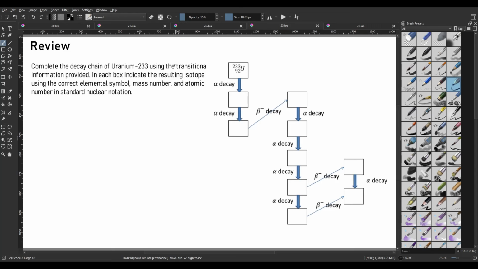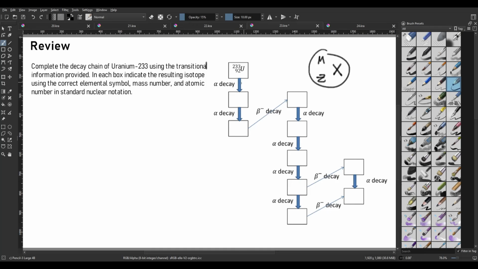Alright, so now we've got a decay chain practice. Now let's read what it says. Complete the decay chain of uranium-233 using the transitional information provided. In each box, indicate the resulting isotope using the correct elemental symbol, mass number, and atomic number in standard nuclear notation. Remember, all standard nuclear notation is just for some element X. We have the proton number Z and the mass number M. That's all that is.